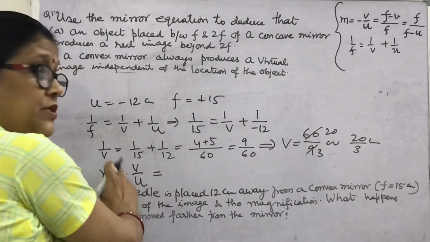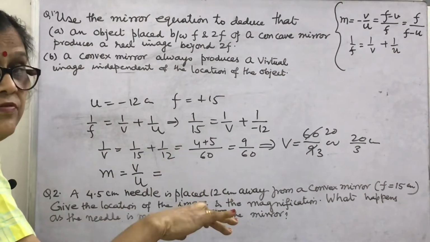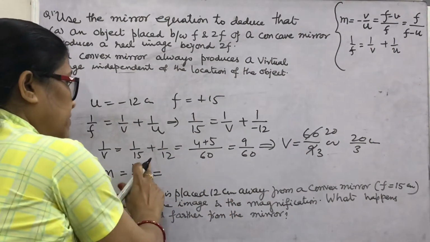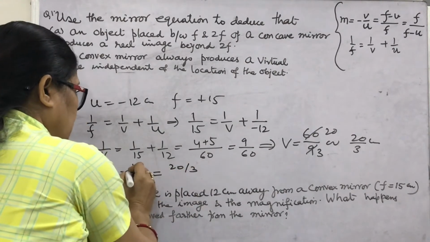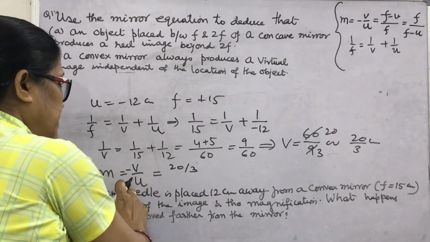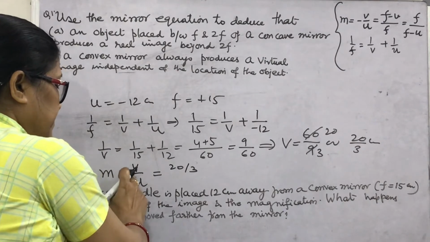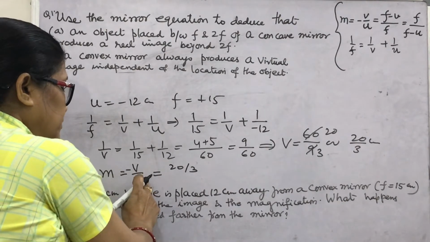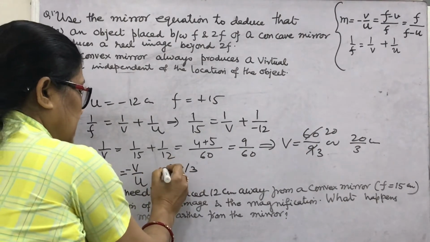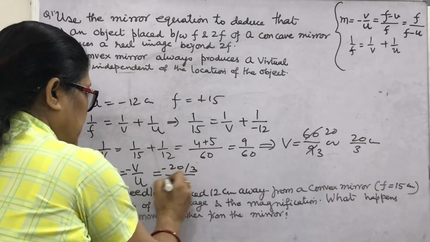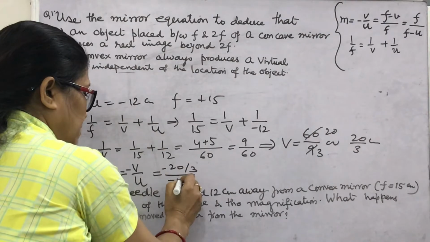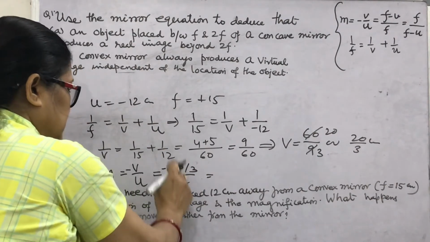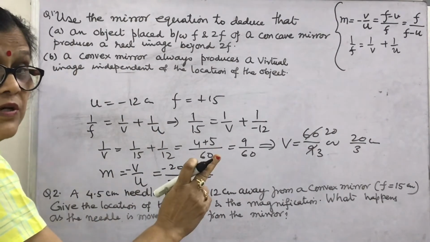M is positive for a virtual image and negative for a real image. Put the value. What is V? 20 upon 3, and the formula for a mirror is minus V by U. So you put it with sign. Here, minus V by U equals minus 20 by 3 upon U. What is U? It is minus 12. So you will get a positive sign. That means the image is virtual.